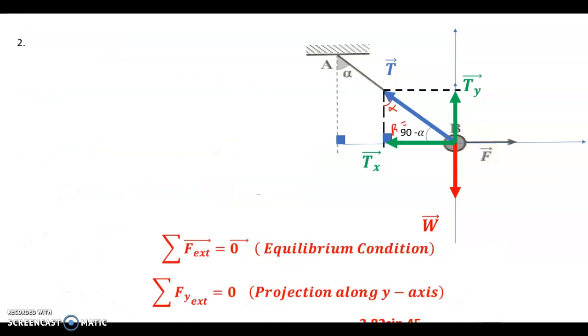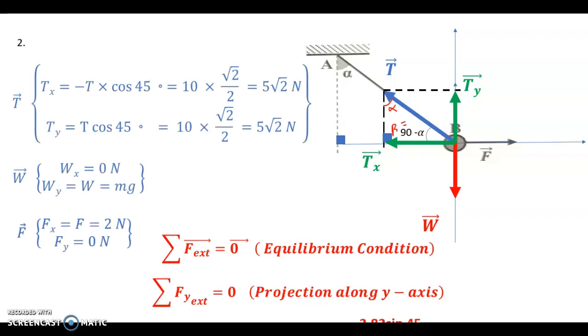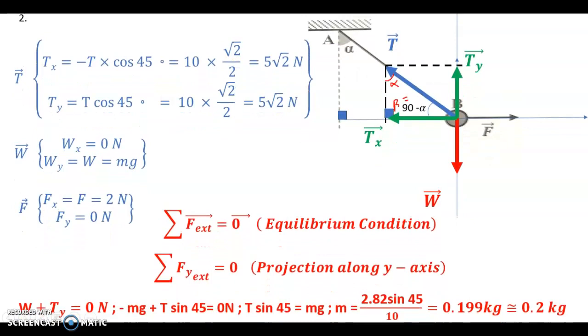In order to find the mass of the object, we need to find the weight, which is a vertical force. So we have to apply the equilibrium condition along the y-axis. As you can see, the sum of all the y components of the external forces is equal to 0. W plus Ty equals 0 Newton. W is a downwards force, that's why we write minus, and Ty is an upward one, so it's a plus T sine 45, equal to 0 Newton. So T sine 45 is equal to mg.